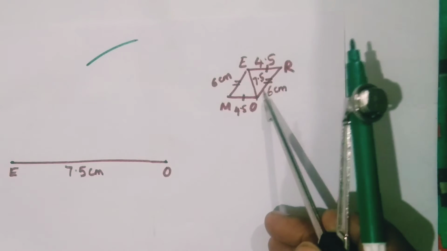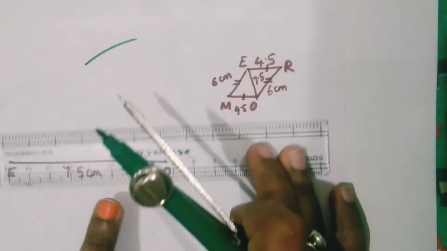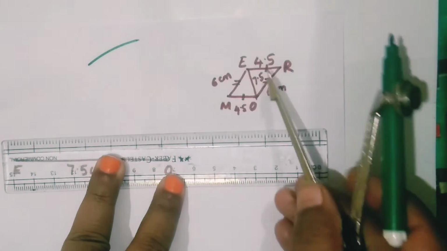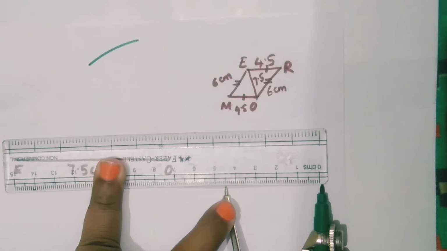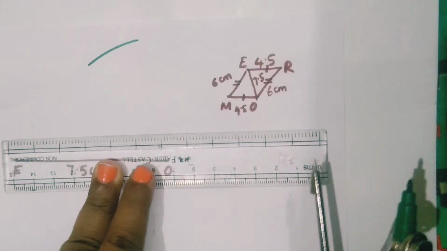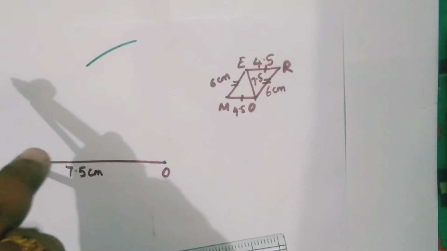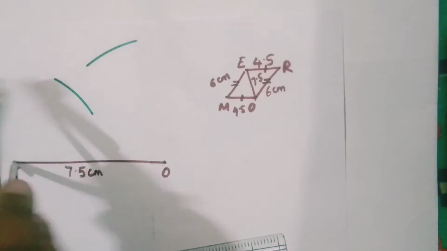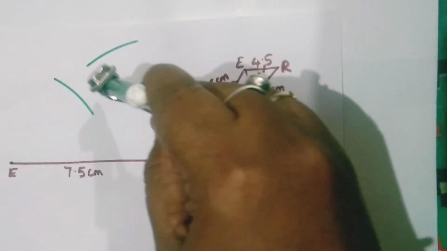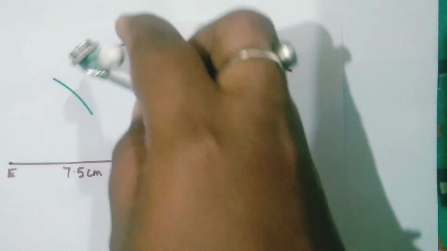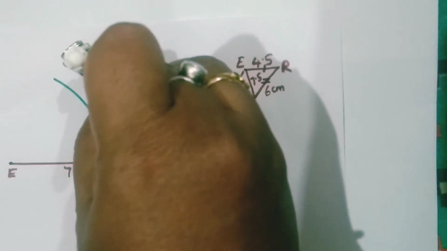Now next side we are going to construct. So that is, next it is 6 cm. So now take out your scale, draw an arc of 4.5 cm is done now. Next we are going to do, yes, 6 cm is done. So now we are going to construct 4.5 cm. Sorry, we are going to construct 4.5 cm. RE is 4.5. If the arcs are not intersecting, produce the arc so that they both will intersect at a point.